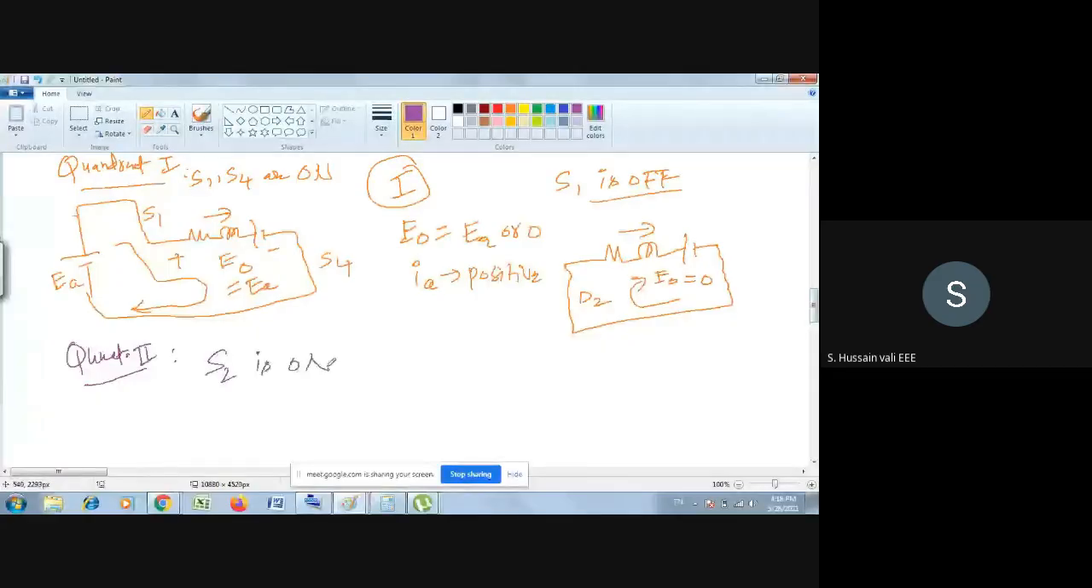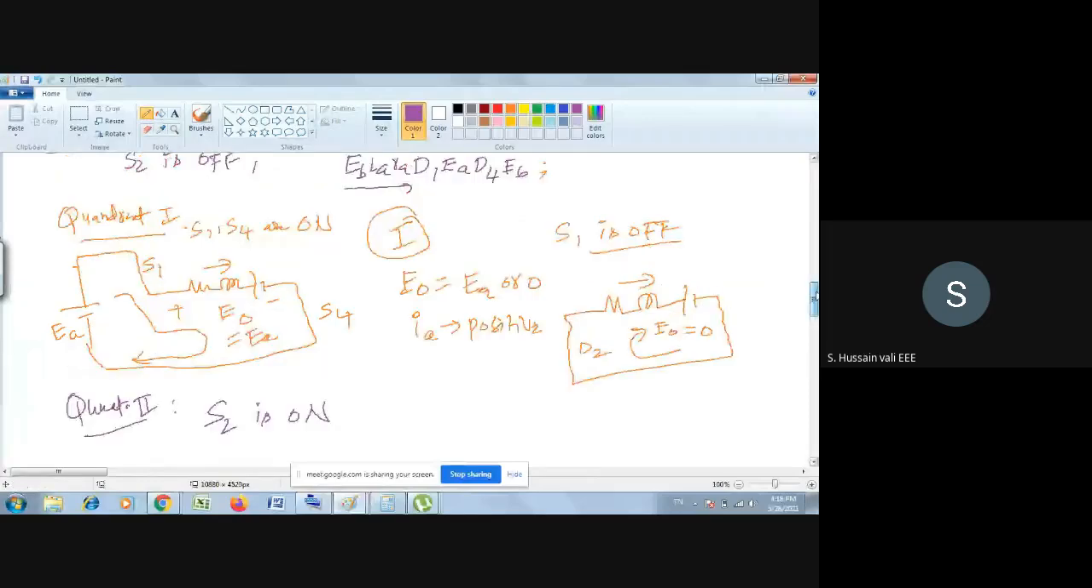You have to do that. Otherwise, there is no other option. You can say like this. This is a forced commutation. You can say like this. It is forced commutation. So you turn on S2.